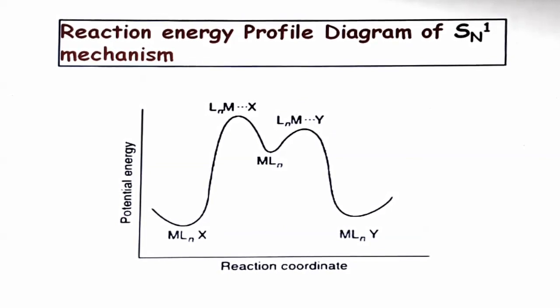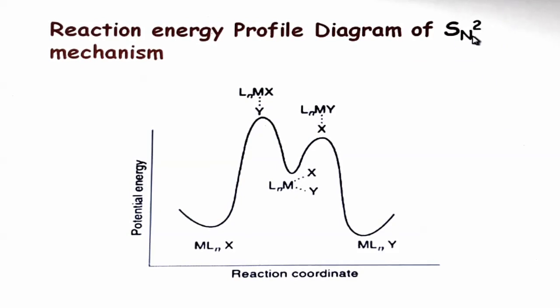Now we see the reaction profile of the SN2 mechanism. In this reaction profile also, on the x-axis we have taken the reaction coordinate and on the y-axis the potential energy of the complexes. Here in the associative mechanism, the energy of the reactants and the entering group Y keeps on increasing until the activation energy of the transition state is reached.